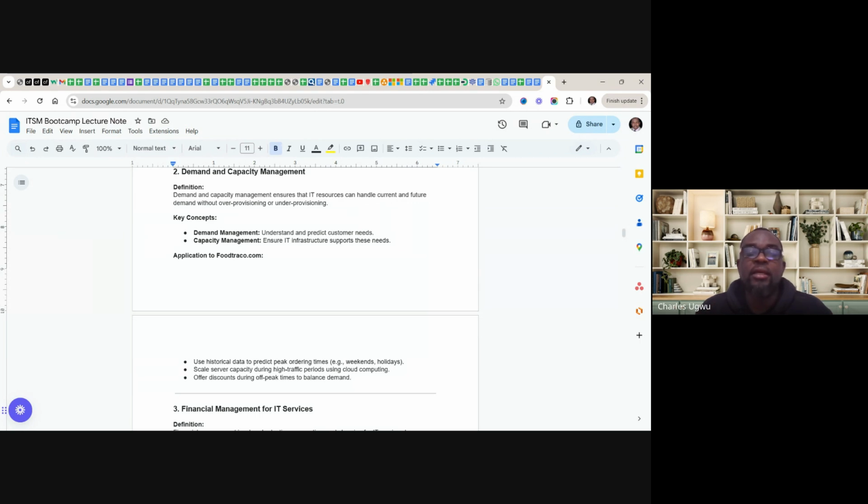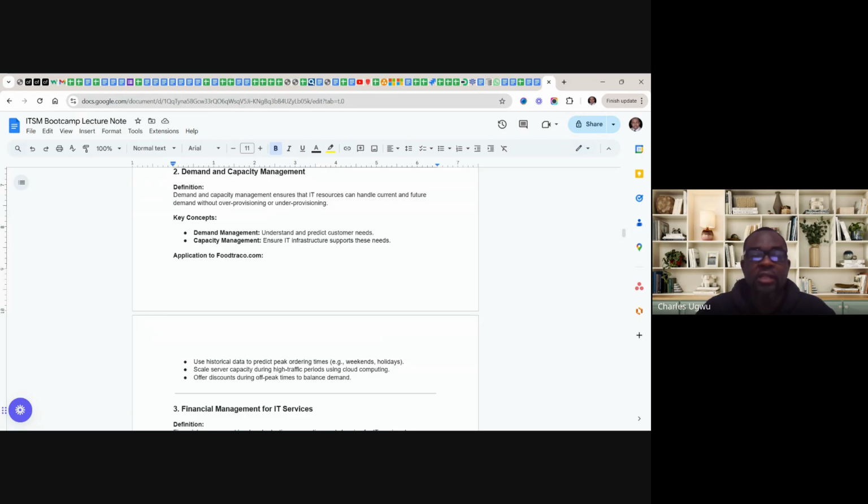So when you determine the peak period, you scale your server, and you know the kind of server. We have different types of servers. There are some servers that cannot carry a big load. Then offer discounts during off-peak time to balance demand. So this is how you use the IT strategy to manage the infrastructure you have, making sure that there is always good capacity for your demand at all times.